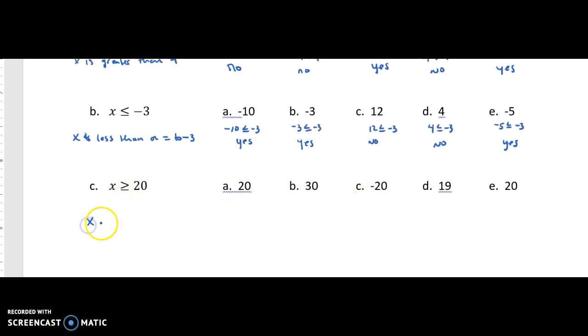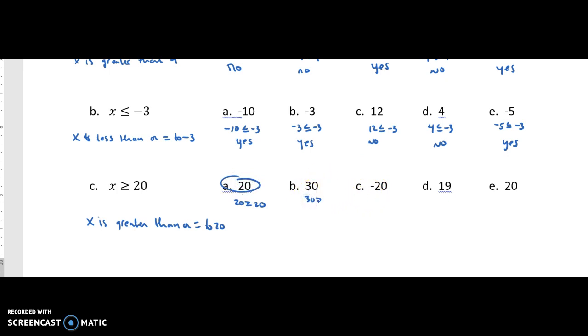And the last one here, x is greater than or equal to 20. So is 20 greater than or equal to 20? Yes, that's a solution.